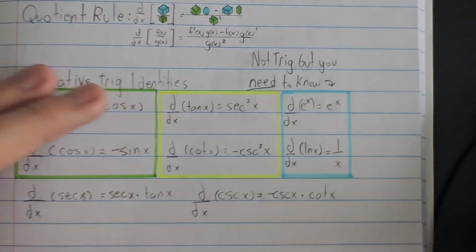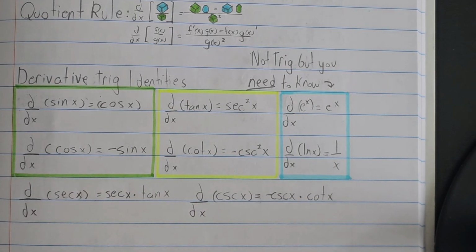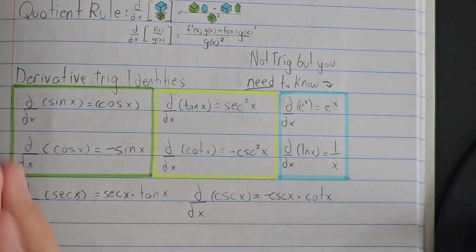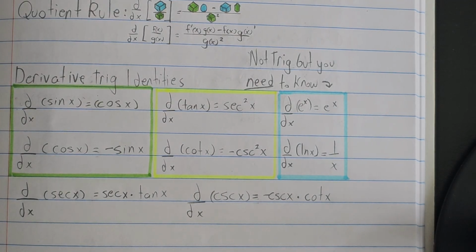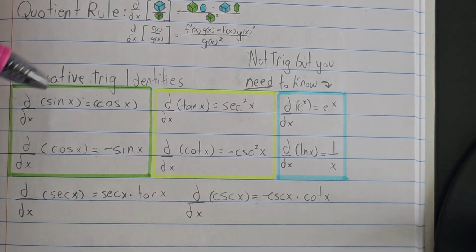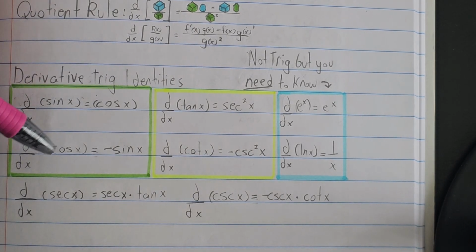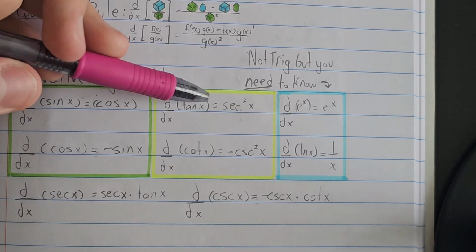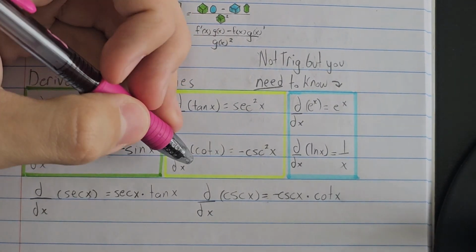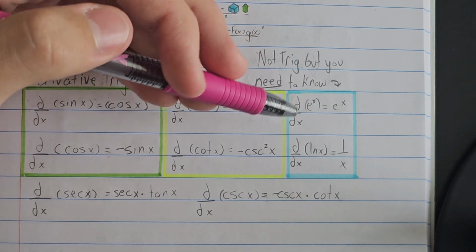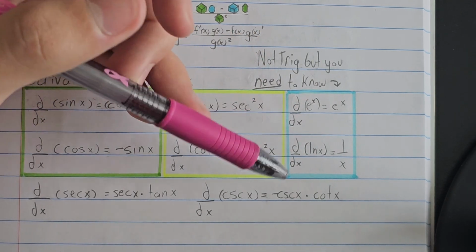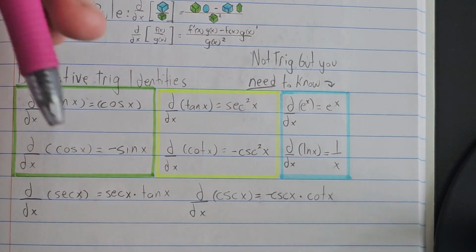Now here are your derivative trig identities. You will need to know all of this. Without a doubt, this will show up on your FRQs and on your MCQs. So just have these ingrained into your head. The derivative of sine x is cosine x. The derivative of cosine x is negative sine x. Tangent is secant squared. Cotangent is cosecant squared, but that's negative. And the derivative of e to the x is equal to e to the x, and the derivative of ln of x is equal to 1 over x.